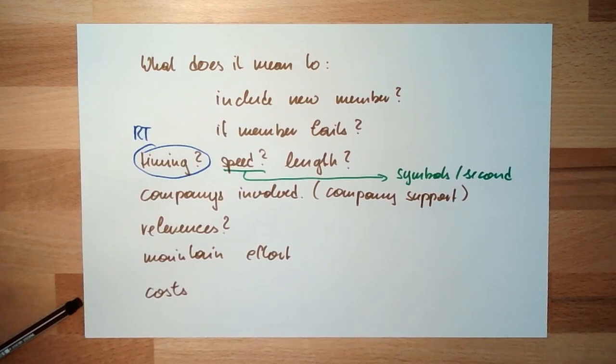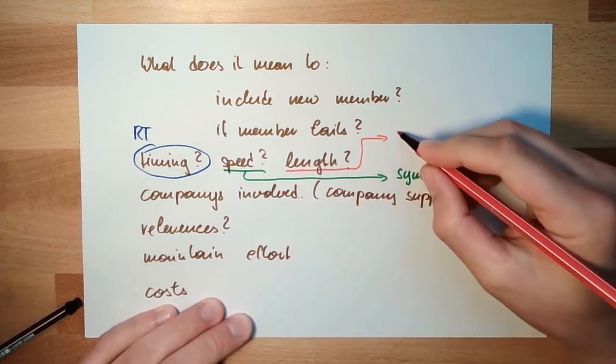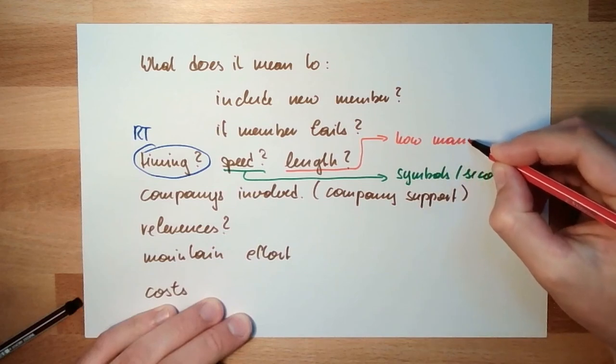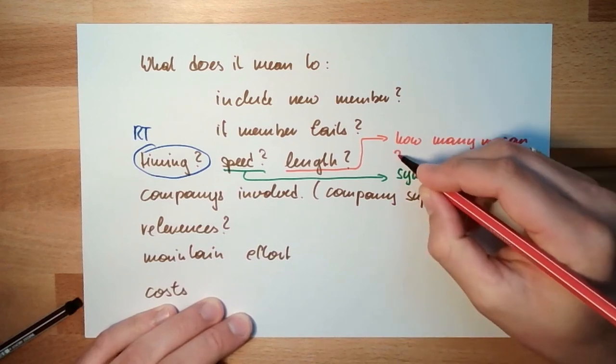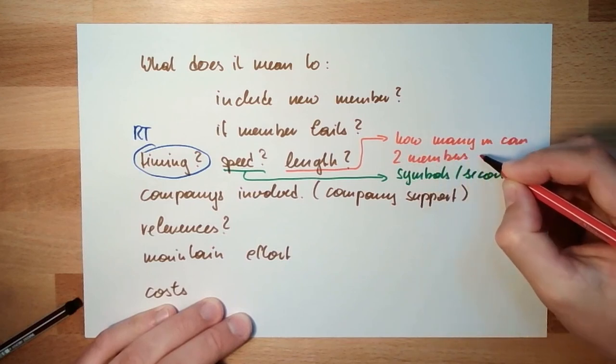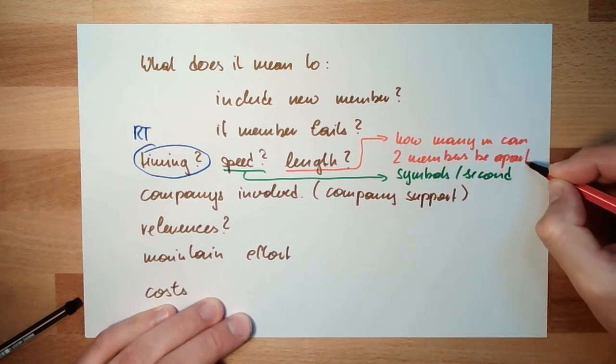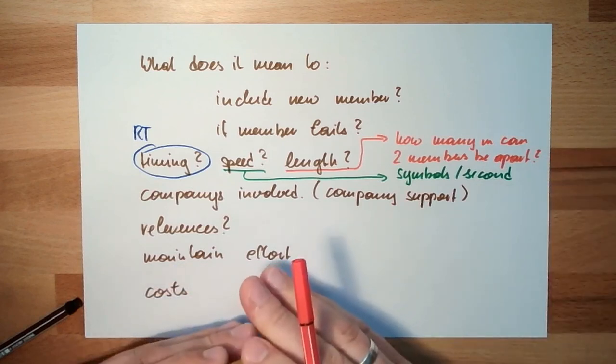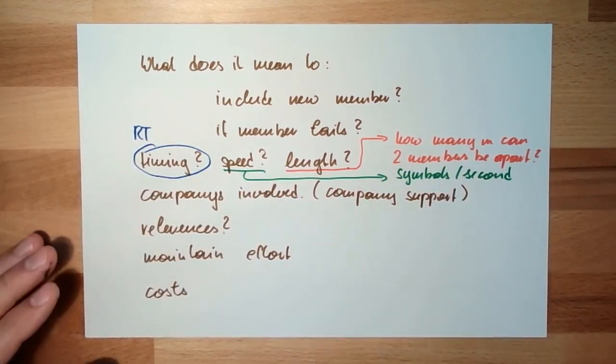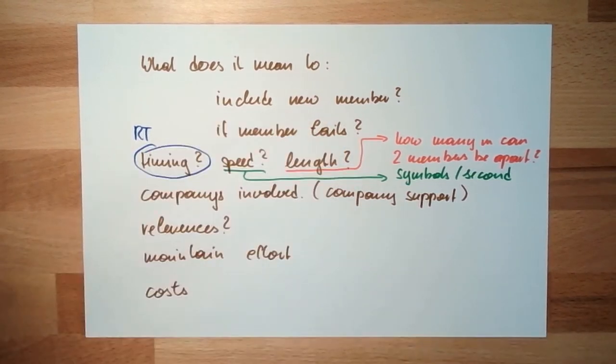And the length, this is of course something. How many meters can two members be apart? And how many meters are maybe in total, with all the members? There are differences. Some are only 100 meters, some are 2.5 kilometers or whatever. So this also has to be considered in your decision which fieldbus system you want to use.